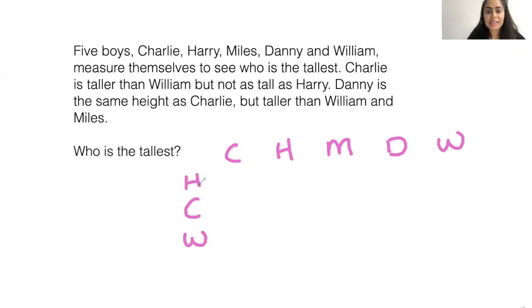Danny is the same height as Charlie. So let's get the Danny and put him next to Charlie. But he is taller than William and Miles. So Miles must be here. Right, again, it's very clear to see. Who is the tallest? Who's at the top? Harry. Harry is the tallest.